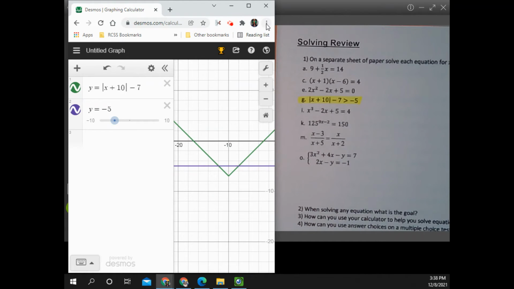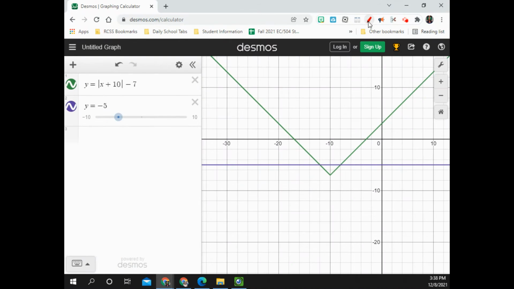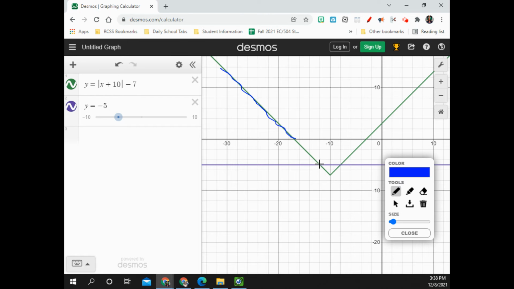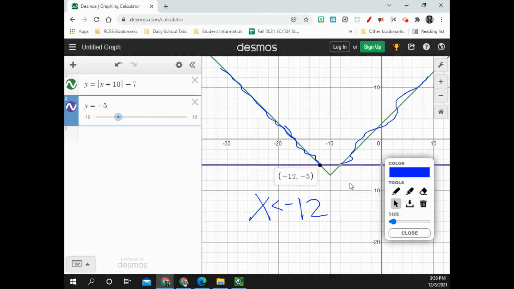Okay, so that happens right here, and actually right here, there, and right there. So our answers are not just negative 12 and negative 8. It's anything to the left of negative 12. So the way we say that is anything less than negative 12. Y'all see where I'm getting that from, okay? And then anything to the right of negative 8.